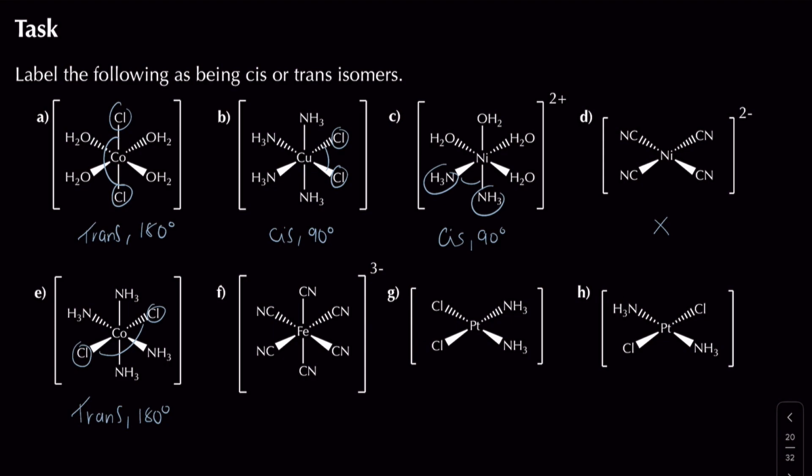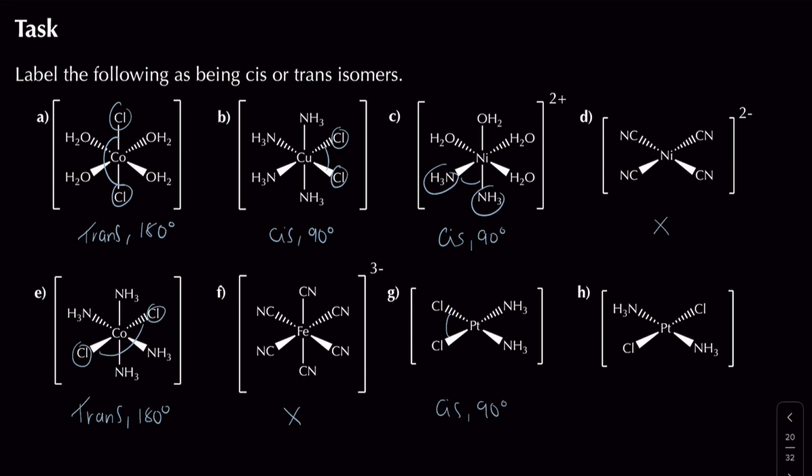If I were to look at the next one, I've got cyanide everywhere. Again, we can't end up with cis and trans isomerism because we need at least two different monodentate ligands. If we look at G, I've got my cis isomer because I end up with 90 degrees. They're next to each other. So in that case, I say cis, and my bond angle is 90 degrees.